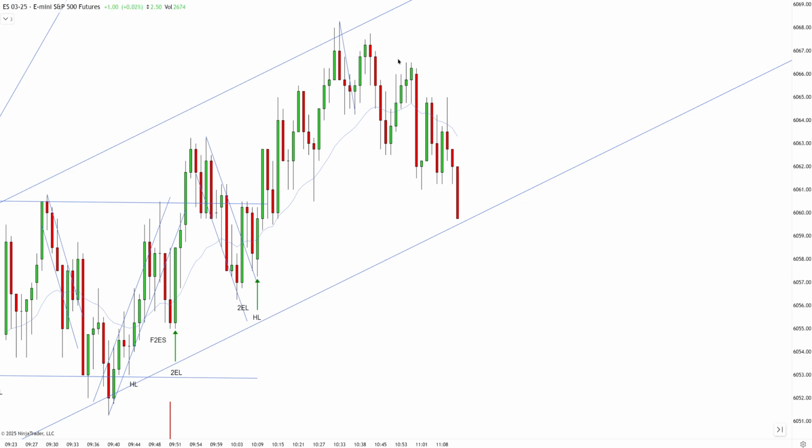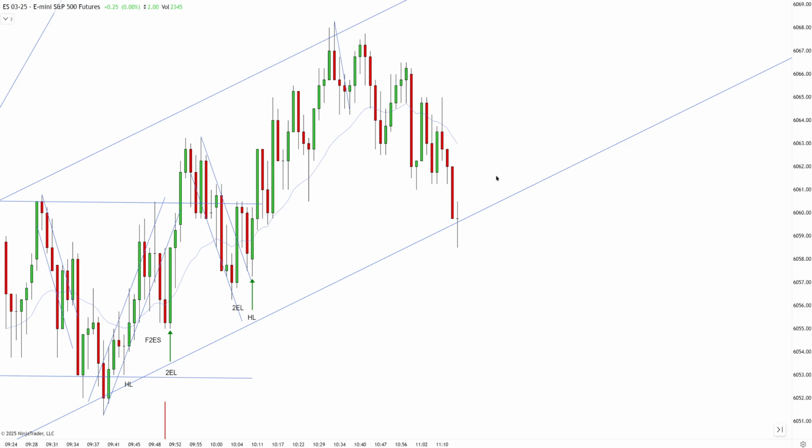You can see how consistent this correction is looking. So many lower highs, so many lower lows. So I cannot go long here. Number one is a horrible bar, but the downtrend is too consistent.